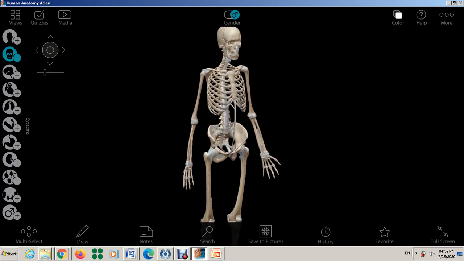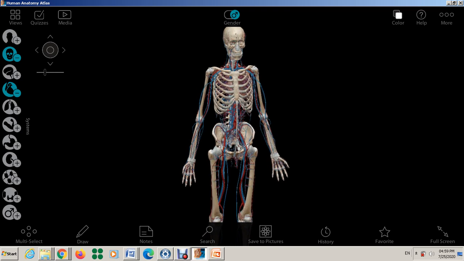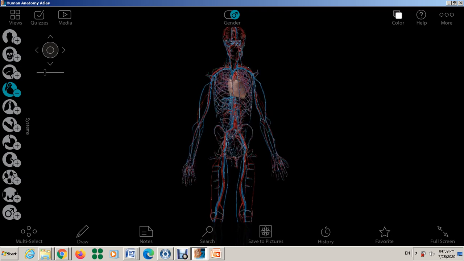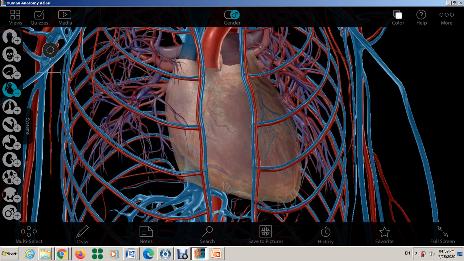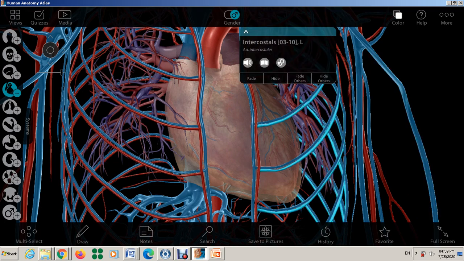Look at the cardiovascular system. This is the cardiovascular system. I'll remove the skeleton, the bones. So, look. What are the components of the cardiovascular system? As you see, this is the heart. And these are what? Blood vessels, the blue ones and the red ones. So the heart, blood vessels. What is inside the blood vessels? The blood. So this is the cardiovascular system.